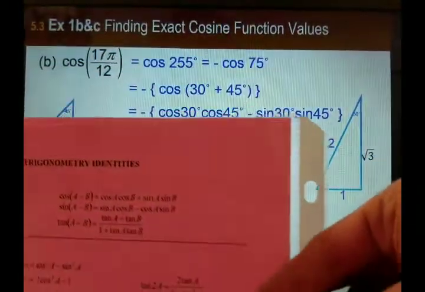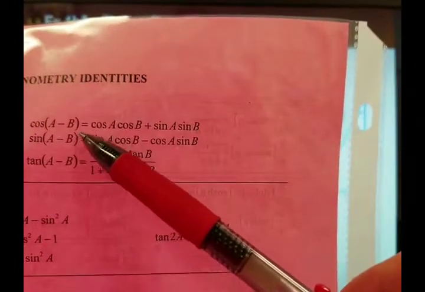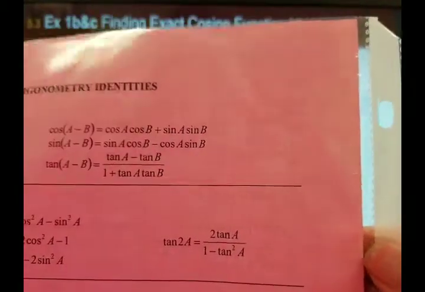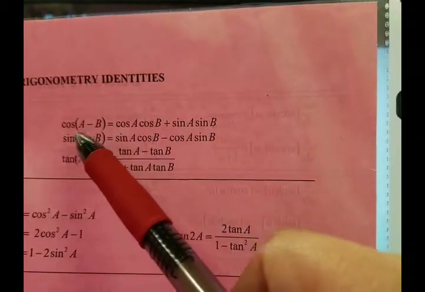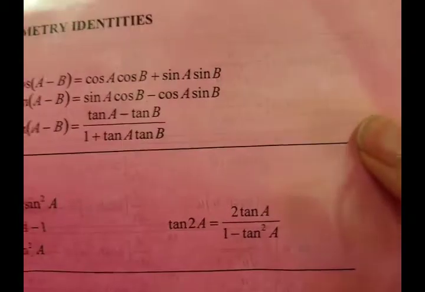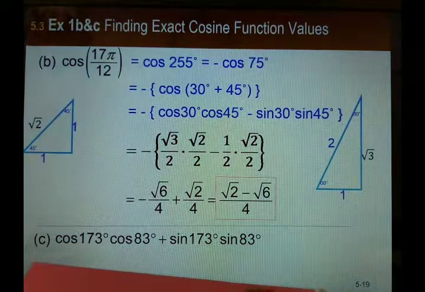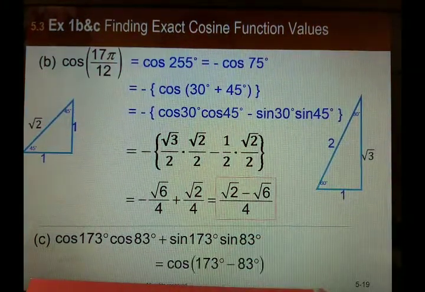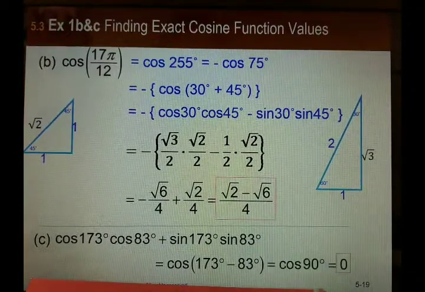When I take a look here, let me make it so you guys can see that. All right, there it is. Cosine, cosine, plus sine, sine. See, everywhere there's an A, this A, I'm going to put right here. This is going to equal the cosine of A minus B. That is what it's equivalent to. So I need to figure out what's the cosine of A minus B, where my A is the 173 degrees and my B is the 83 degrees. So I need cosine of 173 minus the 83. It's going to give me the cosine of 90 degrees.